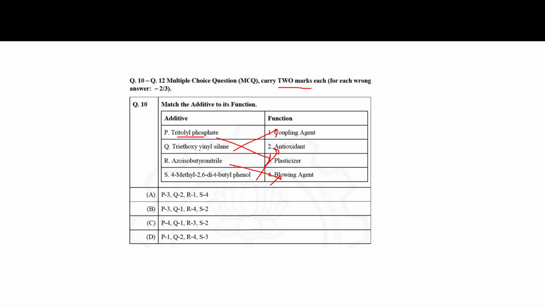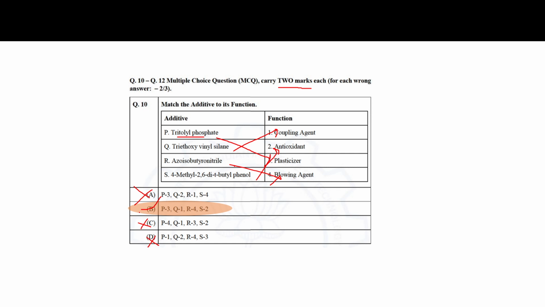So the right answer should be P3, Q1. This will be the right answer. A is not the right answer. C is also not the right answer. D is also not the right answer. So only B is the right answer.